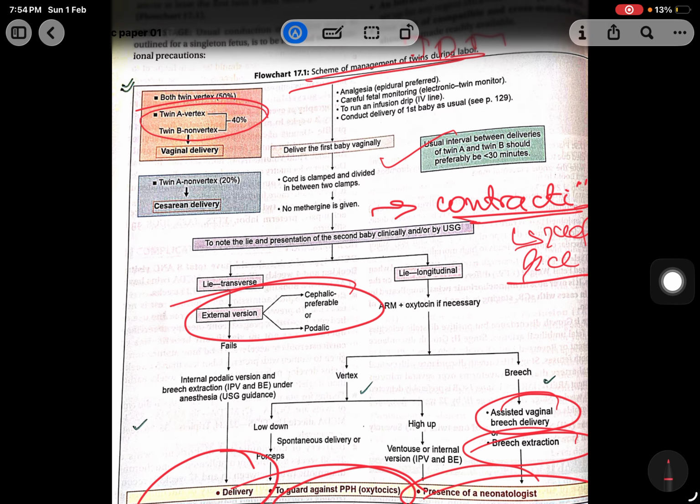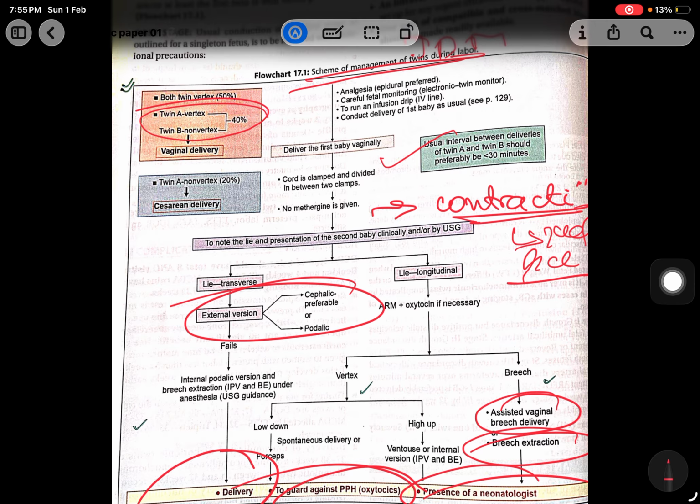Now assess whether the baby is in transverse lie or longitudinal lie. In longitudinal lie, assess whether it's vertex presentation or breech presentation. In breech presentation, obviously you can try for assisted breech or breech extraction. If it's a vertex, think about where you will put the forceps. If you are putting the forceps very high, that is called high forceps delivery, and if you are putting the forceps low, that is called proper forceps delivery.